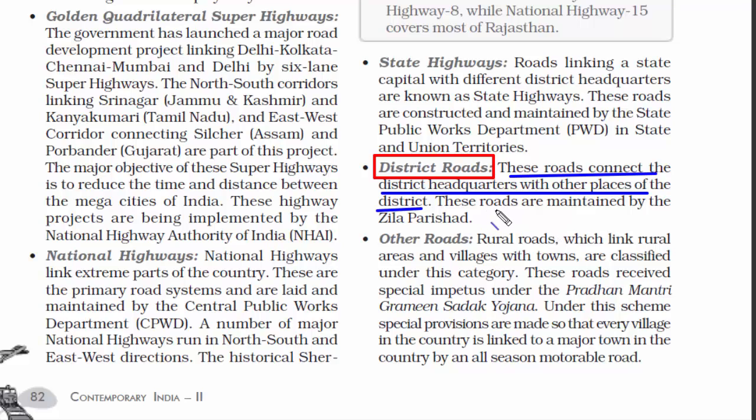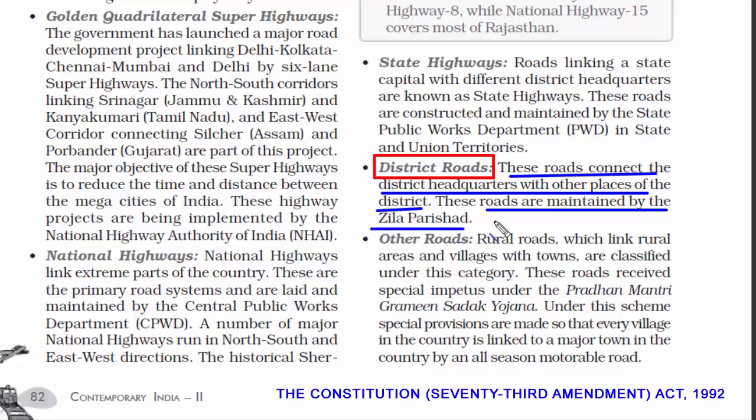Now these roads are maintained by Zila Parishad. You can read about Zila Parishad in the 73rd Constitutional Amendment, which is about rural local governments, also known as Panchayati Raj Institutions or PRIs. So Zila Parishad is an elected body. It's more like the Block Pramukh or Panchayat Samiti, which are represented in the Zila Parishad.